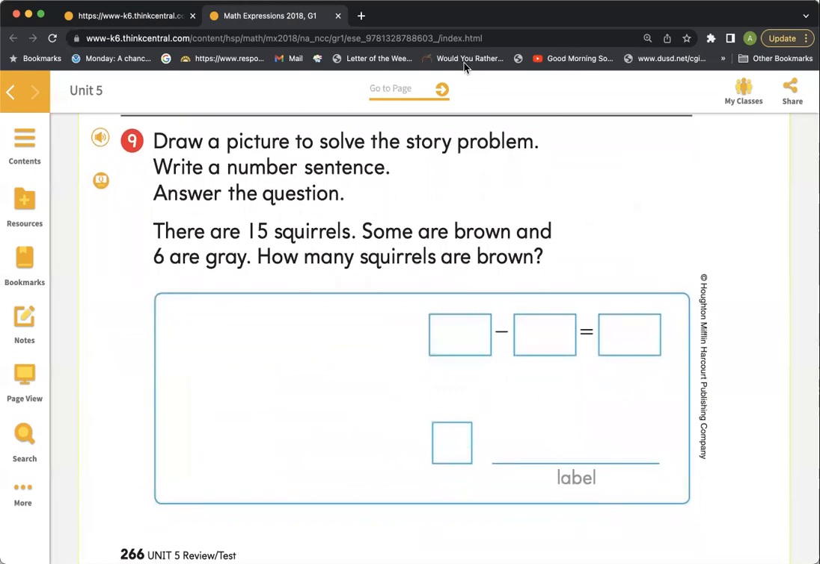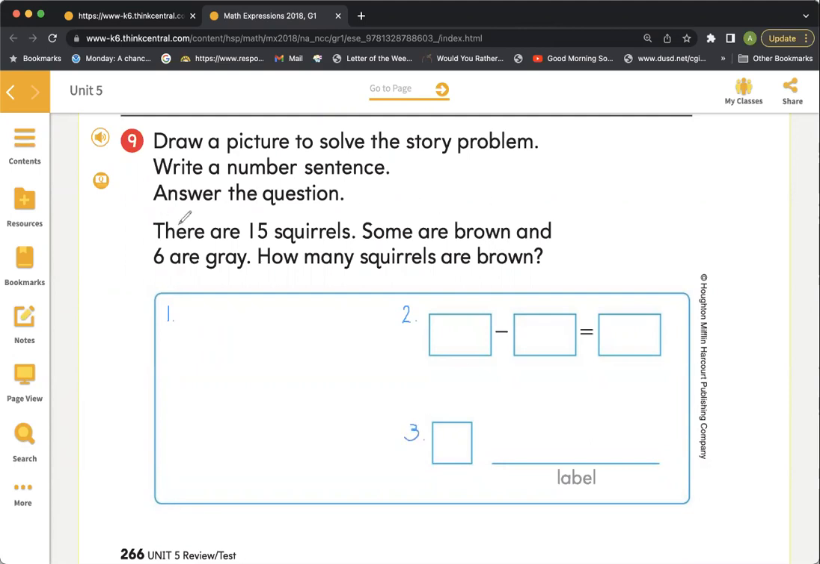All right, number 9 is a 3-part problem. Okay, it says draw a picture to solve the story problem. So you're going to, 1, draw a picture. Then it says write a number sentence or write an equation over here. Okay, and then number 3, it said, and then your third step is answer the question right here.